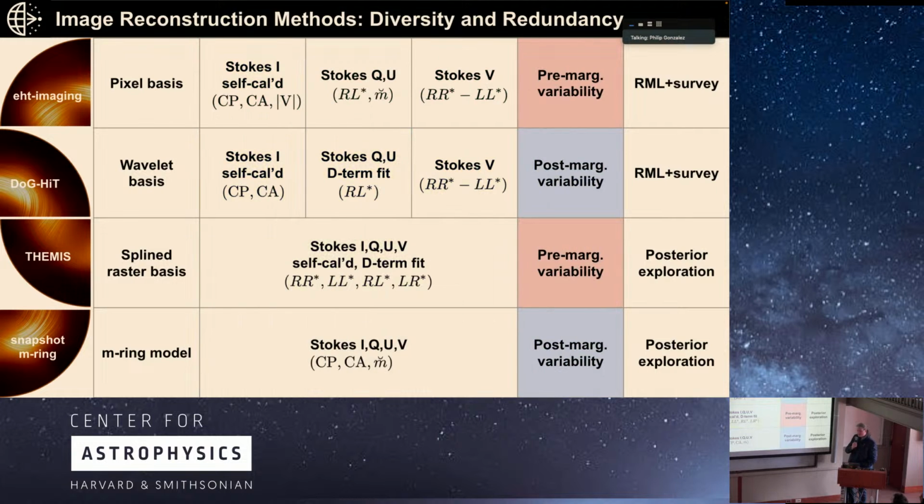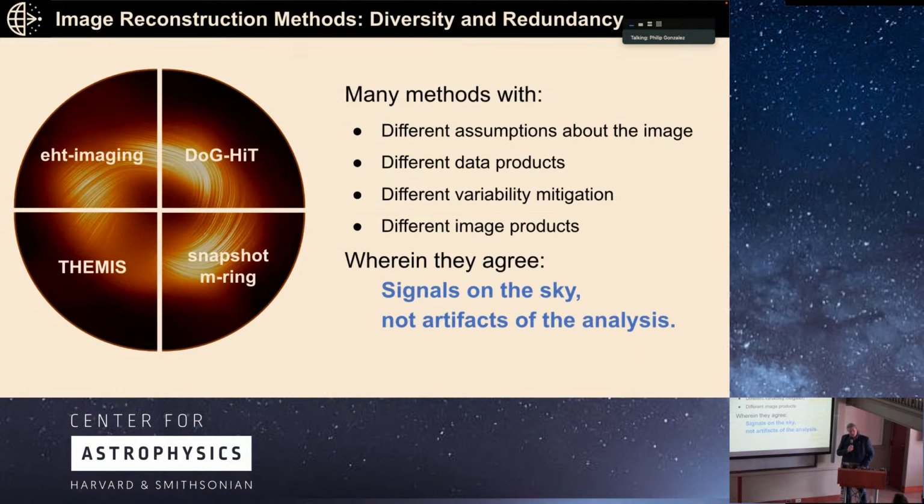They make different choices about how to mitigate the variability. Some do the averaging before, some do the averaging after. And they produce different outputs. Some produce optimal images and then survey over assumptions that went into the underlying algorithm. And some produce a posterior with probability tagged images that give you a way for assessing how significant features might be. So in summary, we used many methods that differ in almost every possible respect, conceptually and practically.